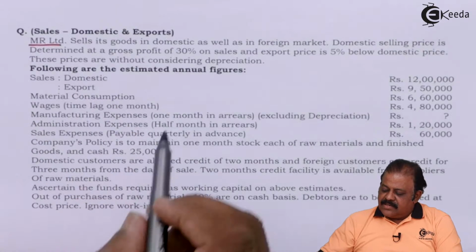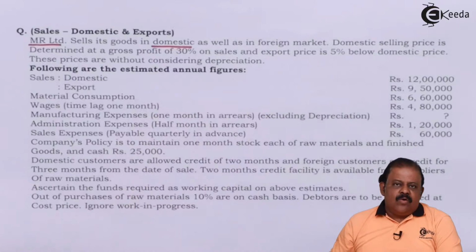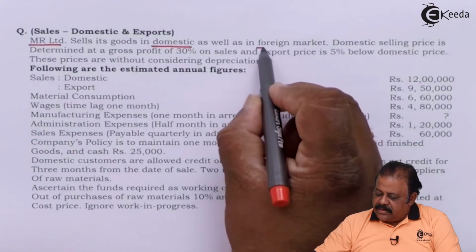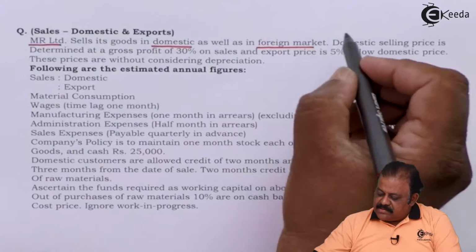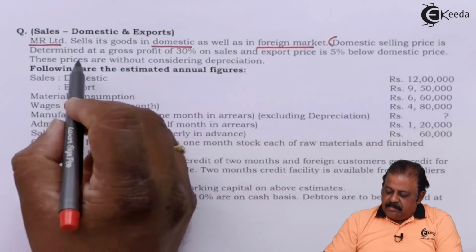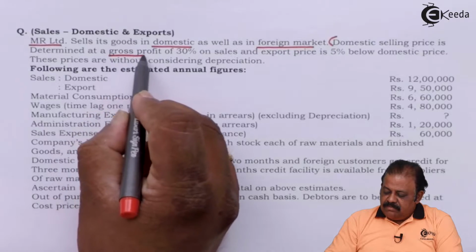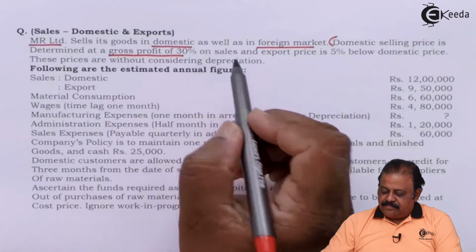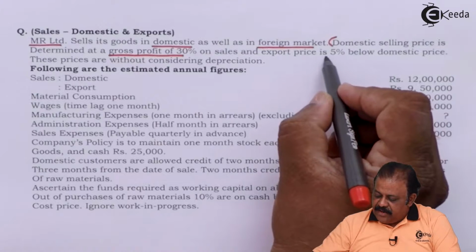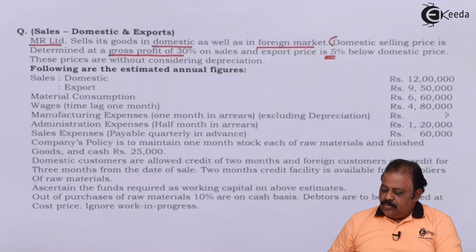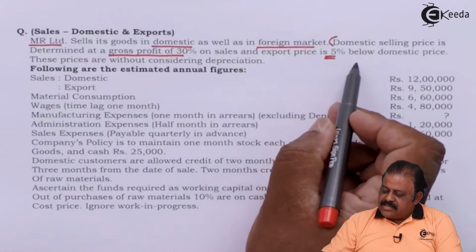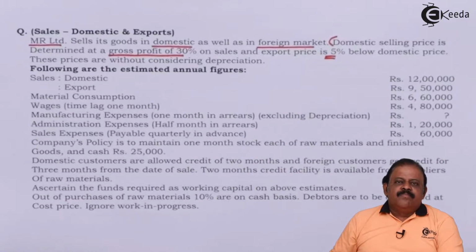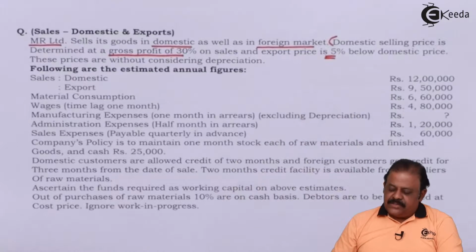MR Limited sells its goods in domestic, that is home market, as well as in foreign market, that is export market. Domestic selling price is determined at gross profit of 30% on sales, and export price is 5% below domestic price. That means export price is less and domestic price is more. Here they are saying 5% less. So if we assume domestic selling price 100 rupees, export price will be 95 rupees.